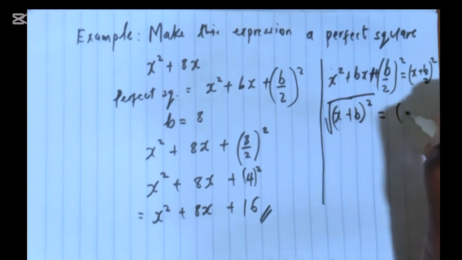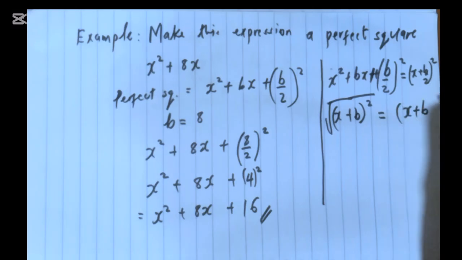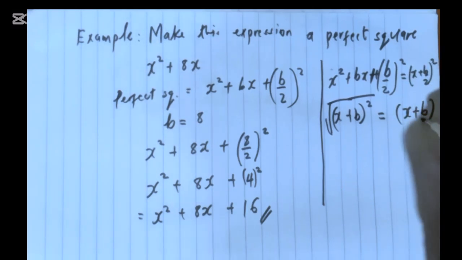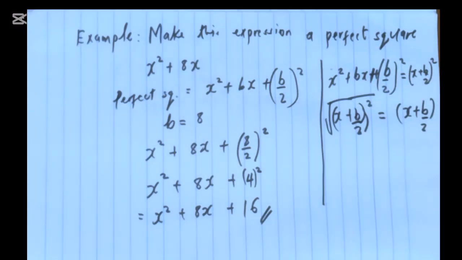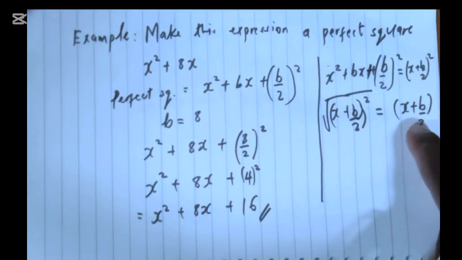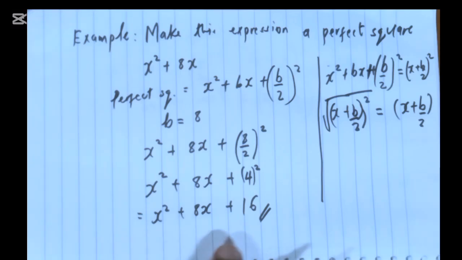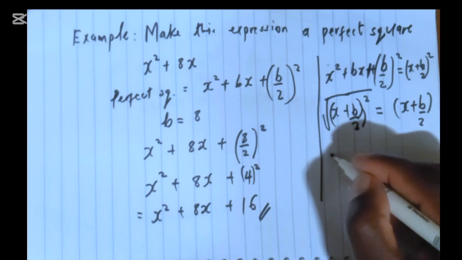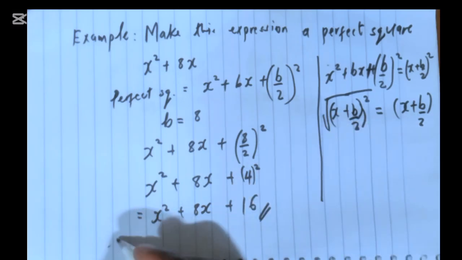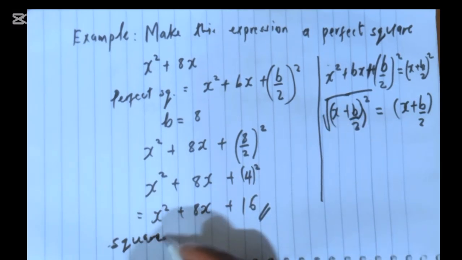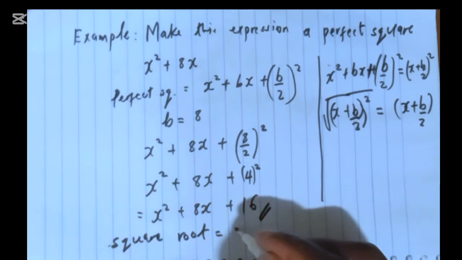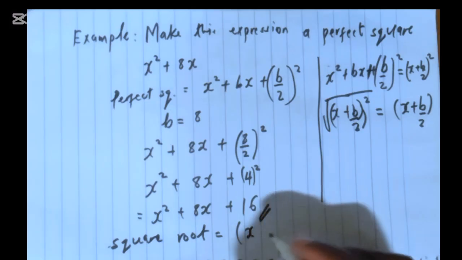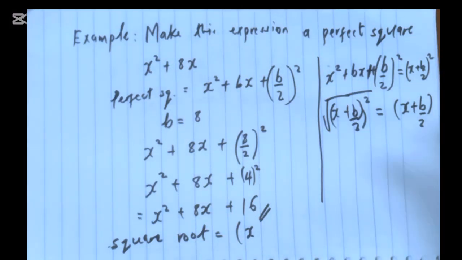Note that this will simply be x plus b, b all over 2, sorry. This should be b all over 2 from here. So basically it will be x plus b all over 2. So for us to find the square root of this expression here, its square root will then be equal to x plus b all over 2.